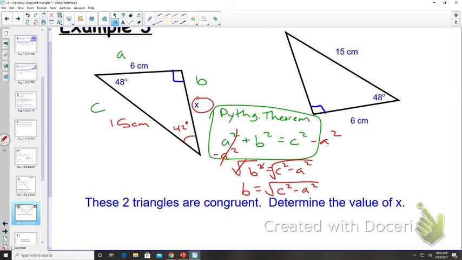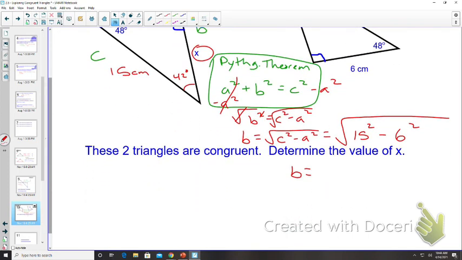Let me check this. C is 15, so 15 squared is 225, and minus A squared, 6 squared is 36. So you square 15, subtract 36, take the square root of that. Remember, anytime you take the square root of a number, you get how many solutions? Two, a positive and a negative one. I got 13.7. I must have done it wrong on my phone. I forgot what I had for 15 squared.